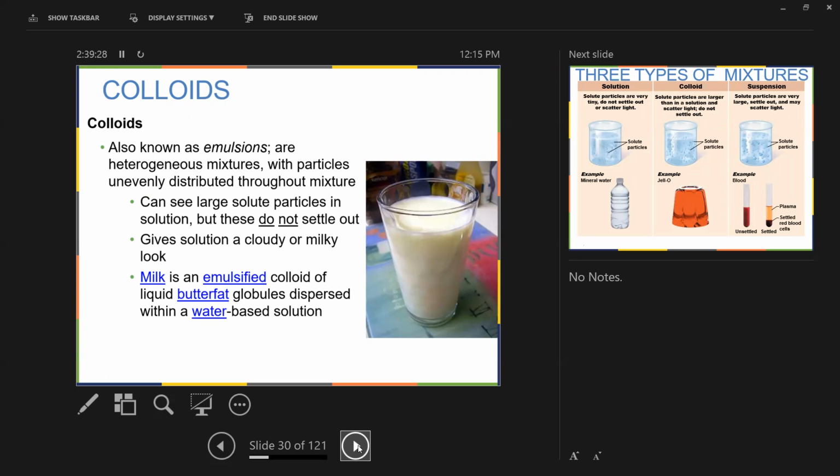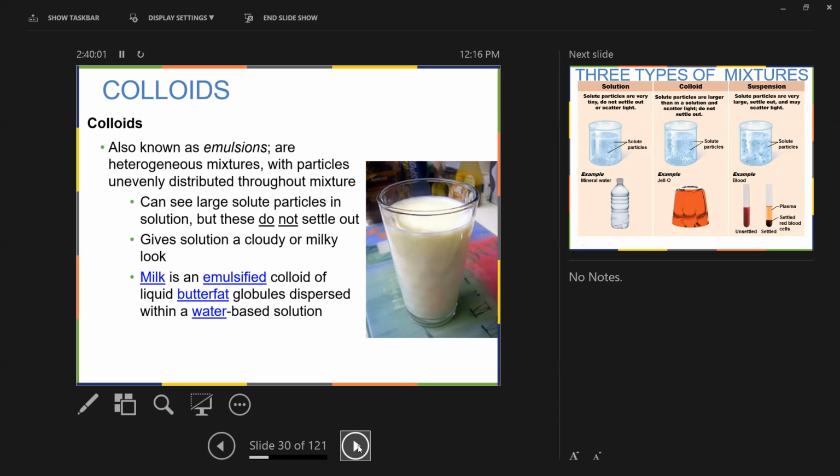Okay, a colloid is an emulsion. A colloid has floating particles in it. Milk is a colloid. The butterfat floats inside the milk. If you have whole milk, which is 4% butterfat, the butterfat particles float in there. They never settle out. They make the liquid opaque. It is heterogeneous. You can't see through it. It's cloudy. So these are colloids, emulsions.